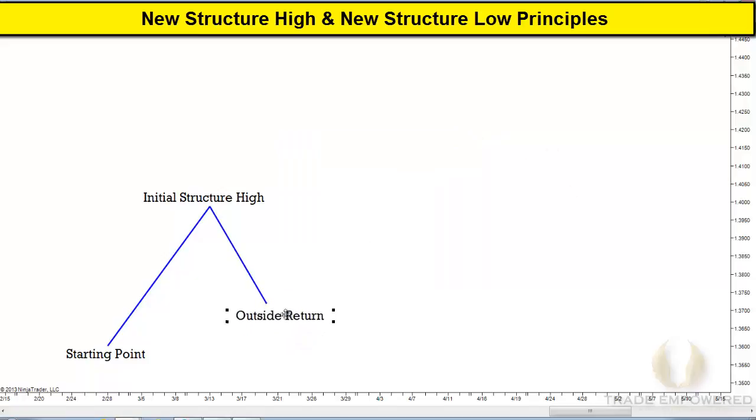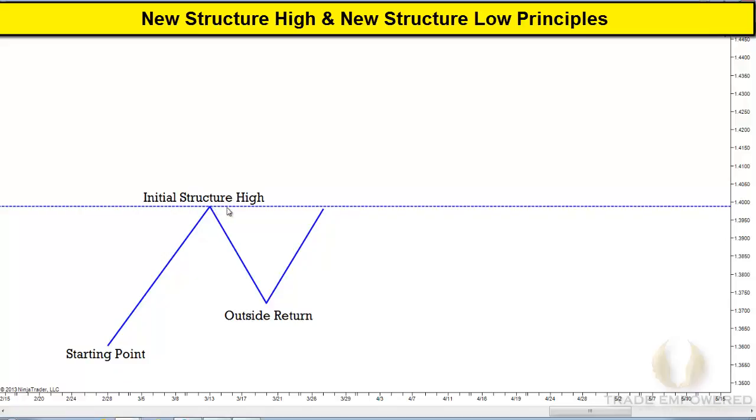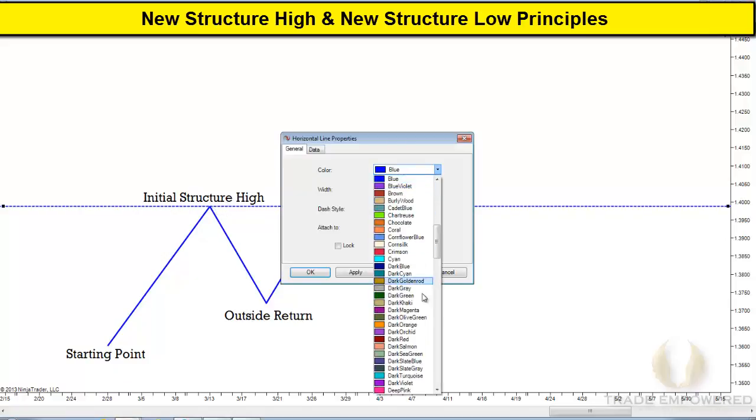Now at this point, we still don't know we're in a trend. We need one more thing. We're going to know that we're in a trend when the market pushes back up. So we have our starting point, our initial structure high, our outside return. The market's going to push back up to retest our initial structure high. And I'll go ahead and draw in a line here for you. Let's make this a different color.